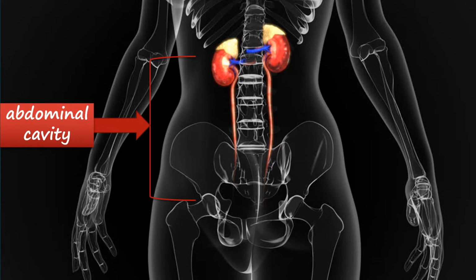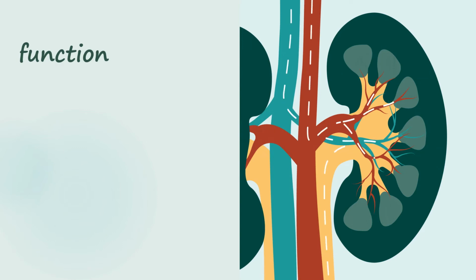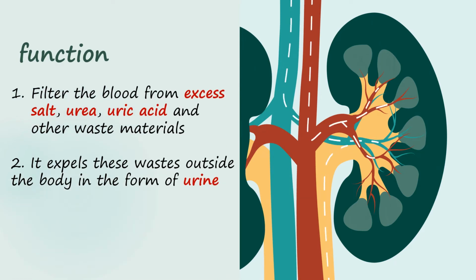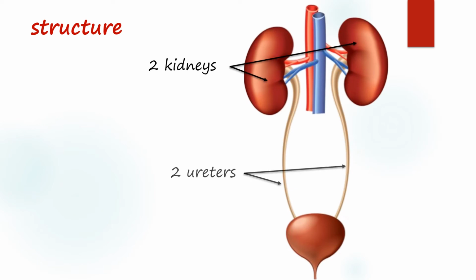This is the abdominal cavity where the urinary system is located. The function of the urinary system is to filter the blood from excess salt, urea, uric acid, and other waste materials. Then it expels these wastes outside the body in the form of urine. The urinary system is composed of 2 kidneys, 2 ureters, and 1 urinary bladder.